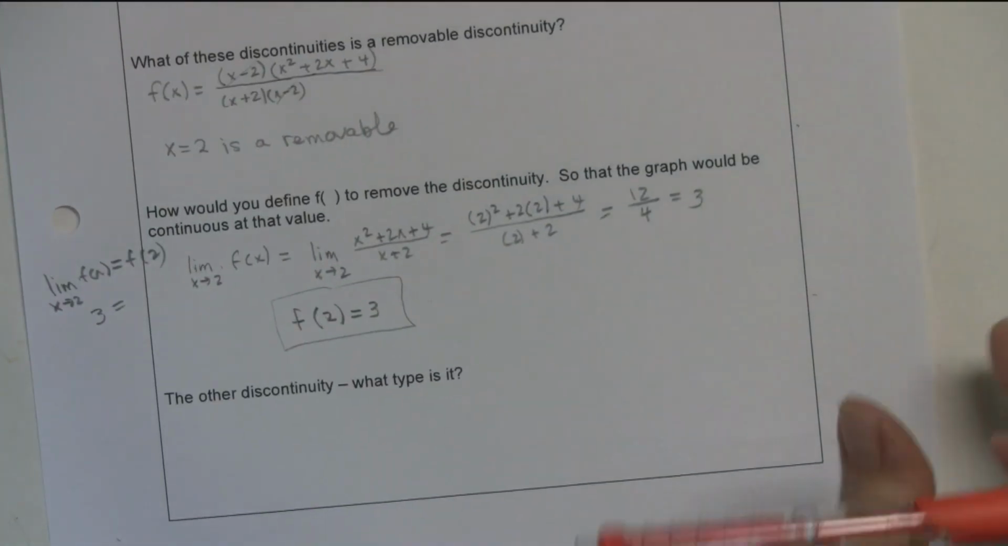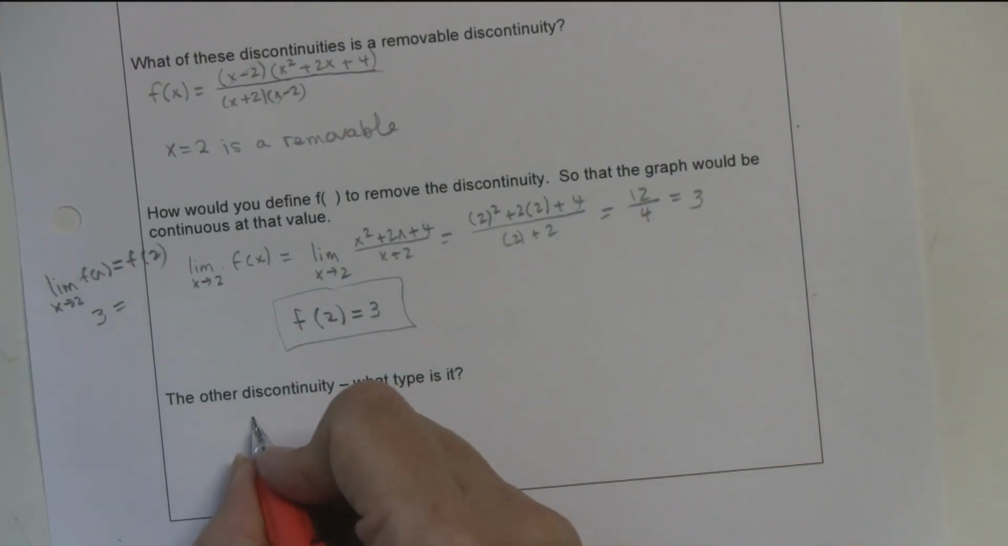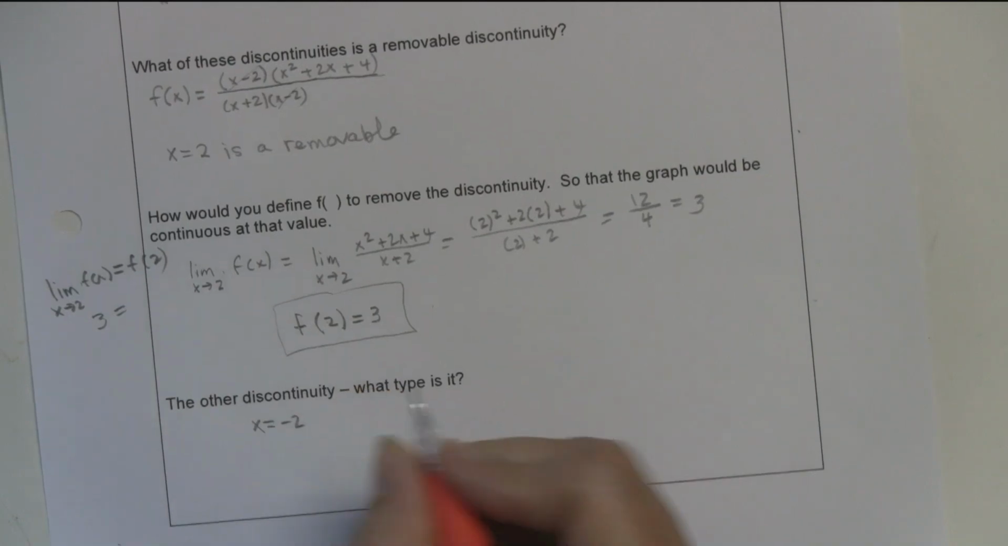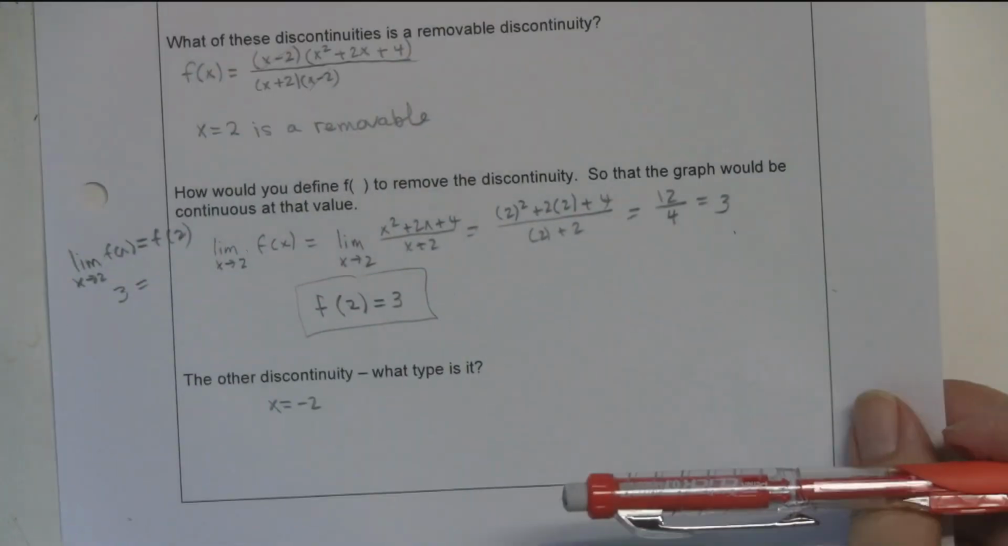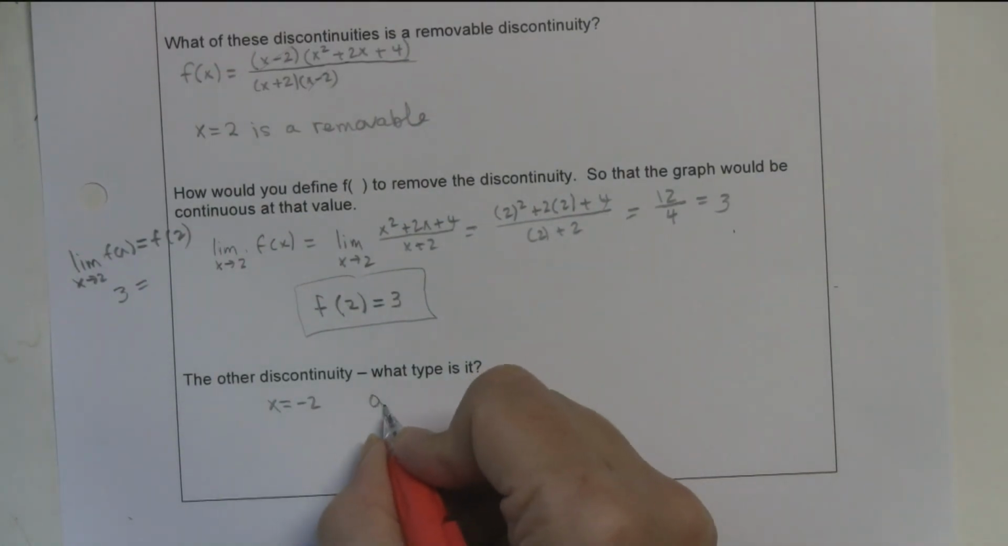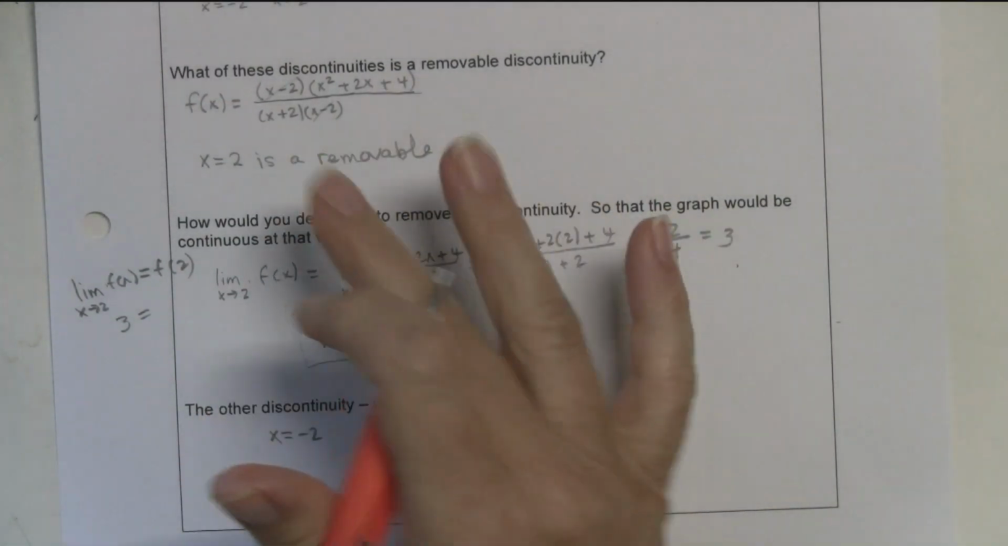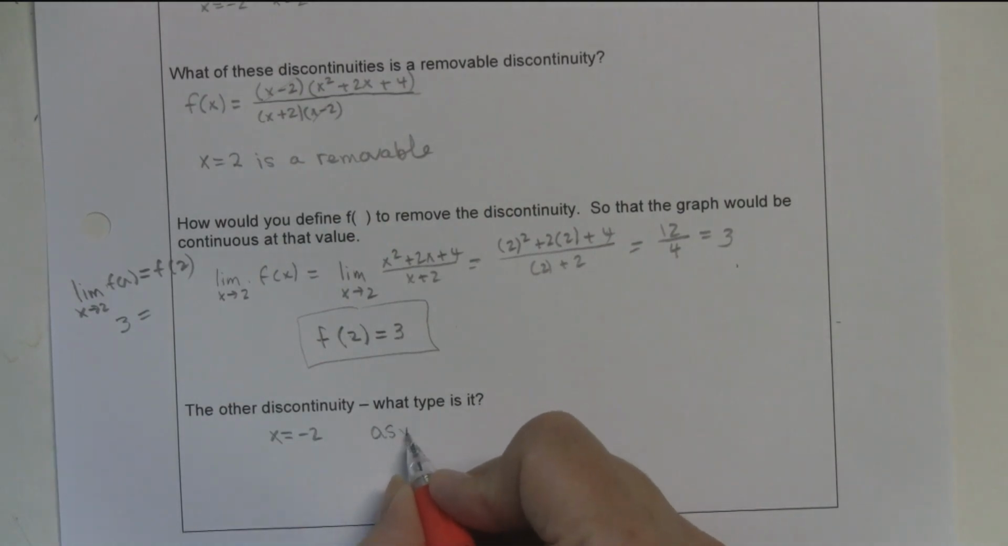And then the other discontinuity was at x equals negative 2, and what type is it? It is an asymptote, right? Because it doesn't have the common factor, so it's an asymptote.